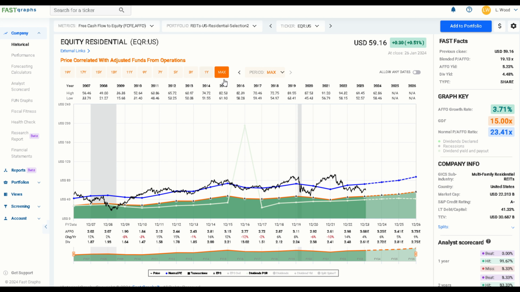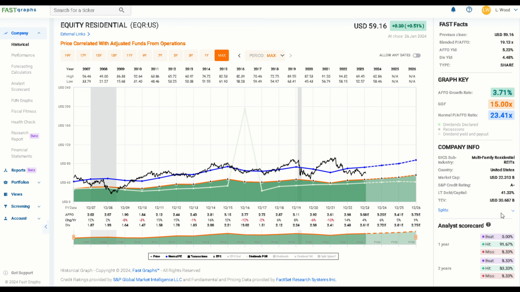Equity Residential is another interesting option here. Now this is A- credit rated, about 40% long-term debt to capital. We can see here a fairly good analyst scorecard as well.